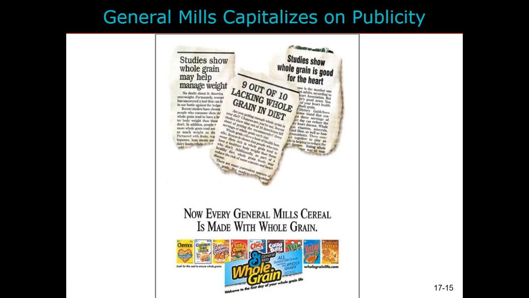This is an example of General Mills. General Mills capitalizes on publicity. It says here, studies show whole grain may help manage weight, and 9 out of 10 people lack whole grain in their diet. Studies show whole grain is good for the heart. Now, they have this series of whole grain cereals. Now every General Mills cereal is made with whole grain. That's using PR, publicity, marketing communication, and advertising.